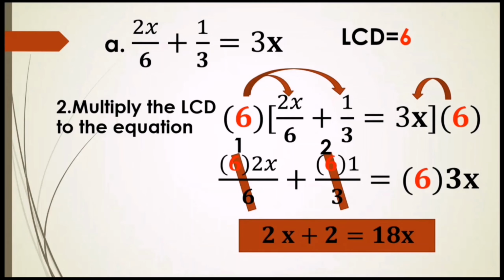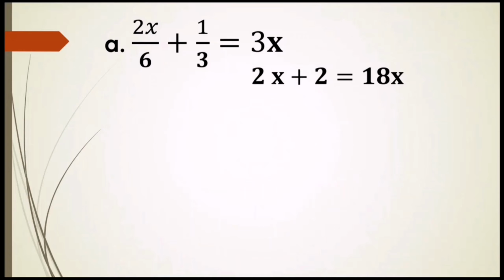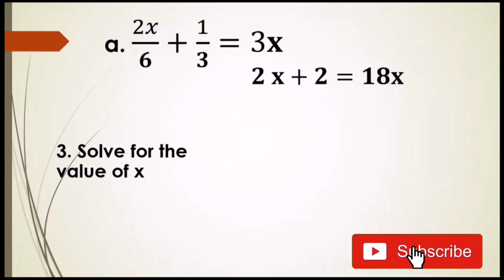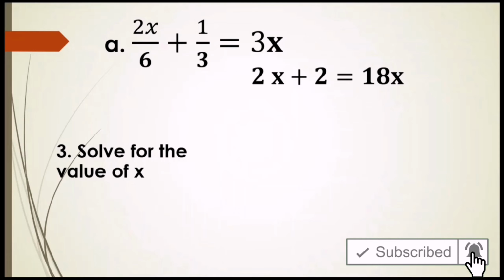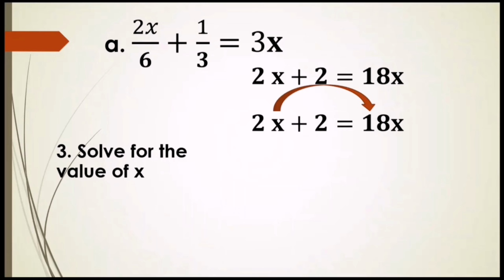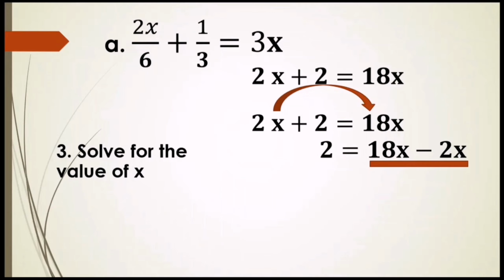After we distribute 6 to our equation, what we will do is to solve for the value of x. And to solve for the value of x, we need to isolate x. Now in here, we subtract both sides by 2x so that it becomes 2 is equal to 18x minus 2x. Or in other words, you transpose 2x. That's why it becomes negative 2x. And then afterwards, we need to combine like terms. So we have 18x minus 2x, which becomes 2 is equal to 16x.